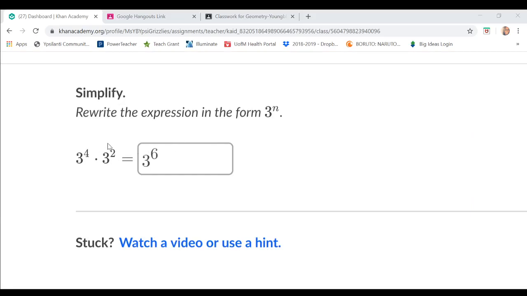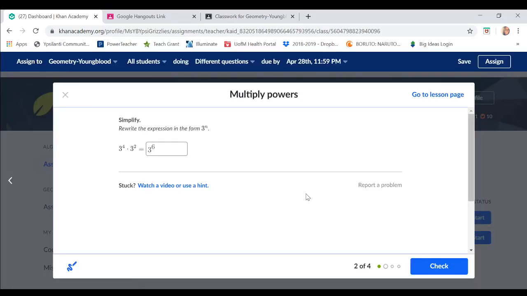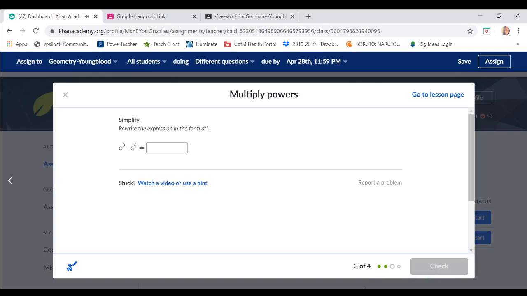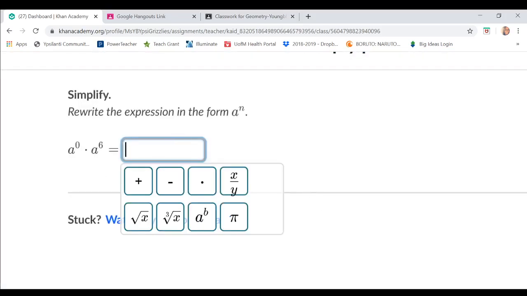Okay, now we're looking at the actual Khan Academy assignment. I went ahead and signed into mine, and I can go back and show you guys after we finish this. So me and the class just went through how to simplify this. Again, like Saul said, all we're doing is adding these 2 exponents. So 4 plus 2 gets us 6. So this is going to simplify to 3 to the 6th. And then if we check it, you know we got it right. On to the next one. You guys think about how you would solve this one.